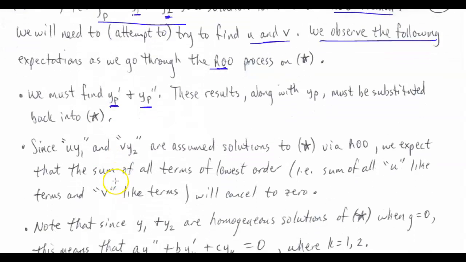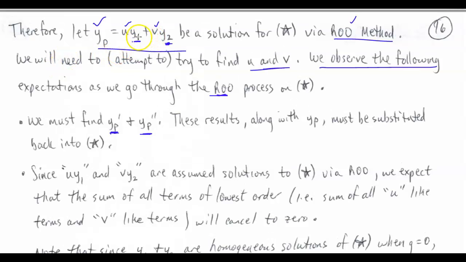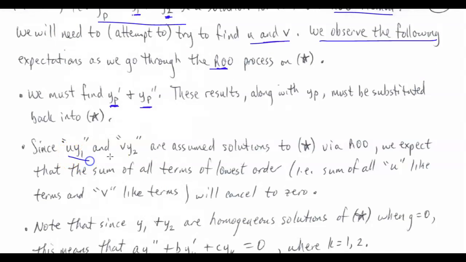Now, with reduction of order, we are also assuming that y1 and y2 are going to be solutions of our original equation, even though technically they aren't. We're just assuming that. If that's the case, then these two functions will also be assumed solutions of this equation via reduction of order.